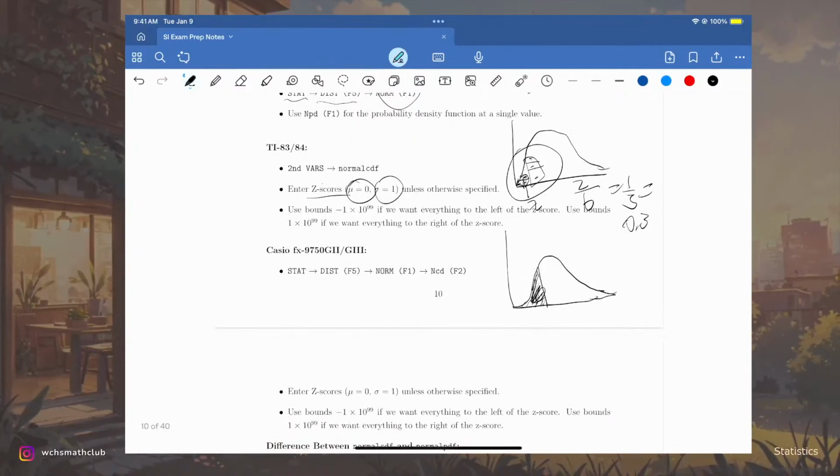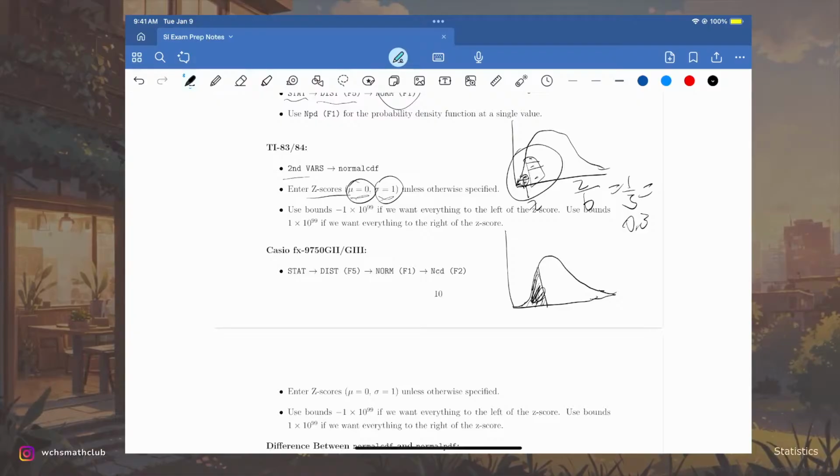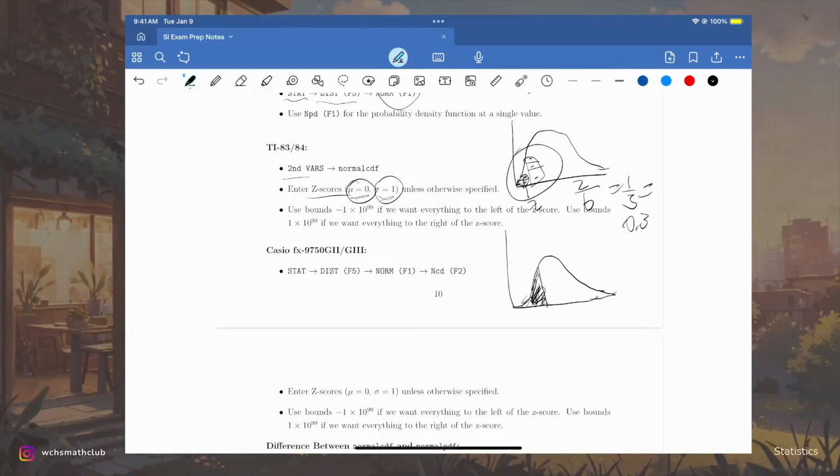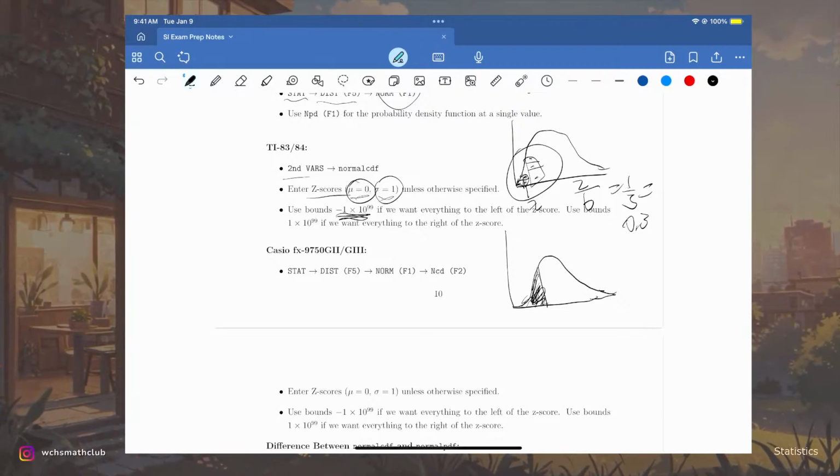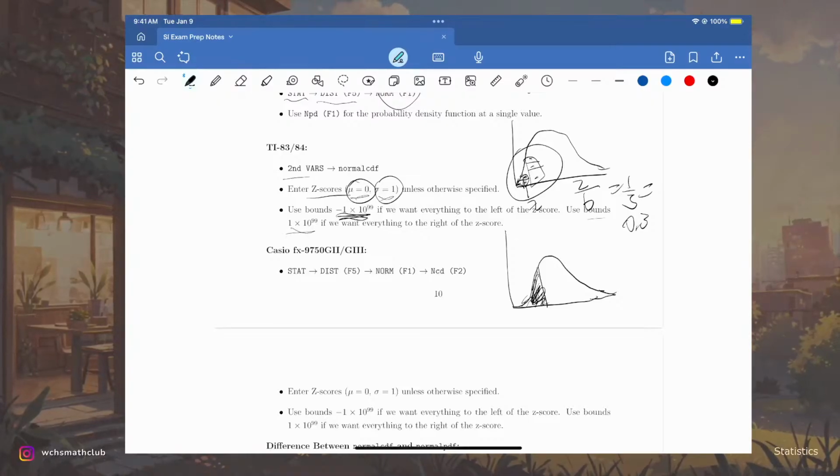Next, on the TI, this is how you do it. Second, variables, normal CDF, enter your mean value, enter your standard deviation, and enter the value that you want, like the area below. So what this part is. On your TI-84, you're able to use bounds, so this is considered as pretty much 0, so everything left of that score. And then you have your other bound, which is considered to be like infinity, and would be everything right of that score.